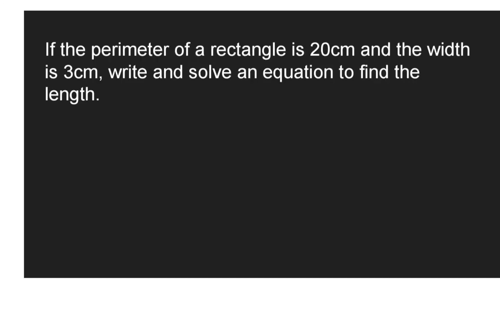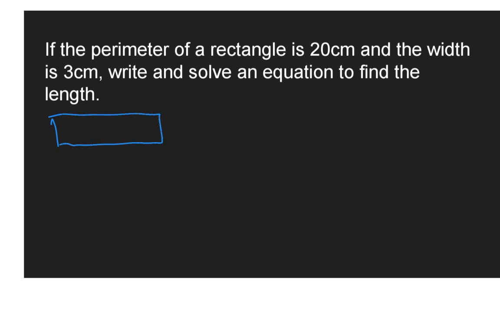It says if the perimeter of a rectangle is 20 centimeters, so that means that the distance around the entire rectangle is 20 centimeters, and the width is 3 centimeters, write and solve an equation to find the length. So what I would suggest with a problem like this is drawing a picture to go along with this. It's really helpful oftentimes to draw a picture.